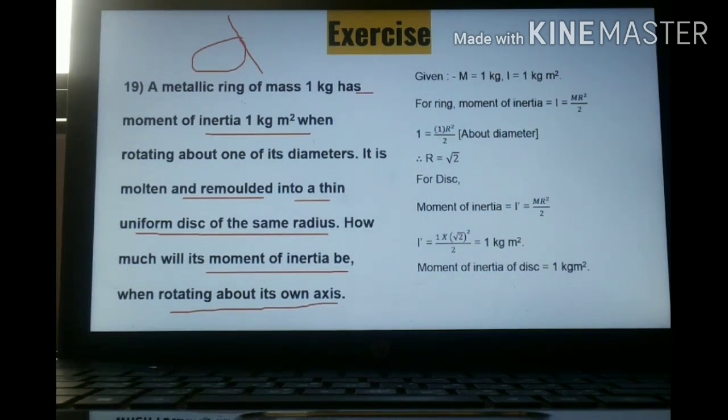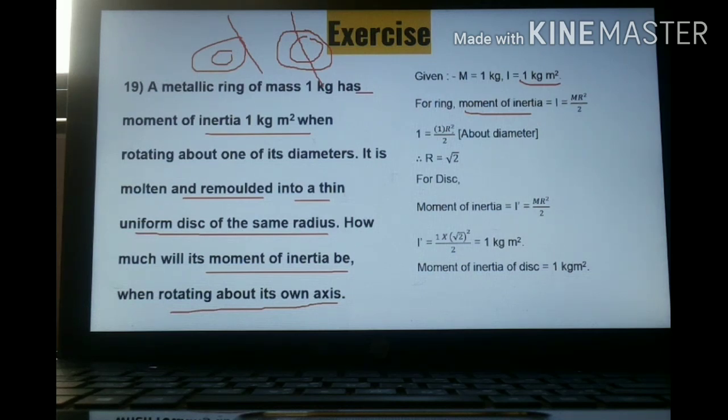Now they are making this ring, which was a ring earlier, into a disk, and they are rotating it now with the axis of rotation passing through the center. Now we have to find out the moment of inertia. So previously for the ring, mass has been given as 1 kg, and moment of inertia has been given, that is 1 kg meter square. Moment of inertia of a ring about its diameter is mr square upon 2. So m is 1, r square.